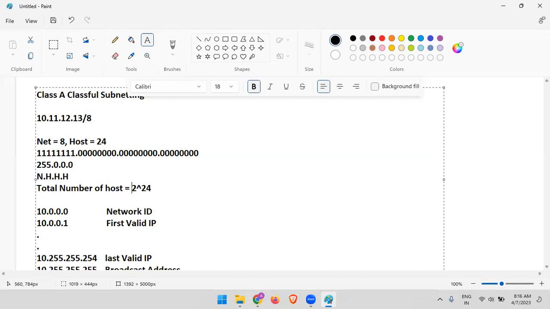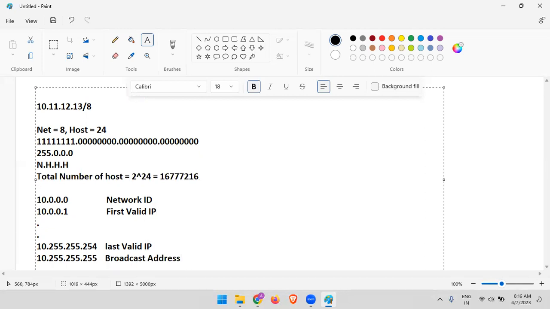Now this total number of hosts is also known as block size. So block size is what? 2 raised to power 24. That will be 16,777,216. Okay. This is clear?